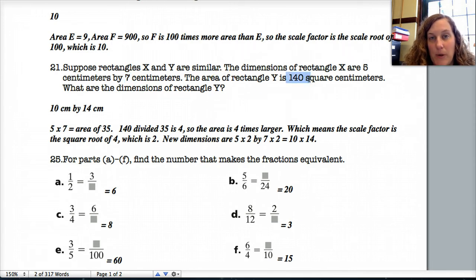So we need to know how many times bigger 140 is than 35. So you take 140 and divide it by 35, and you get 4. So rectangle Y is 4 times the area of rectangle X. If it's 4 times the area, then the scale factor is the square root of 4, which would be 2. So if your original one was 5 by 7, then your new one must be 10 by 14. So use the fact that the area is the square of the scale factor. If your area is 4 times bigger, your scale factor is 2. If your area is 16 times bigger, your scale factor is 4.